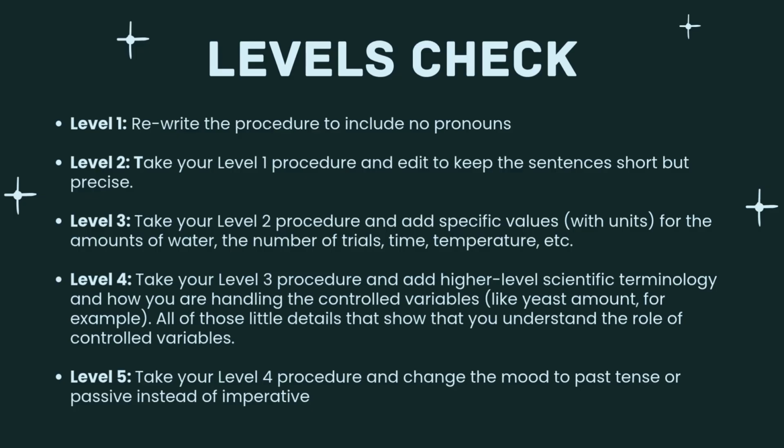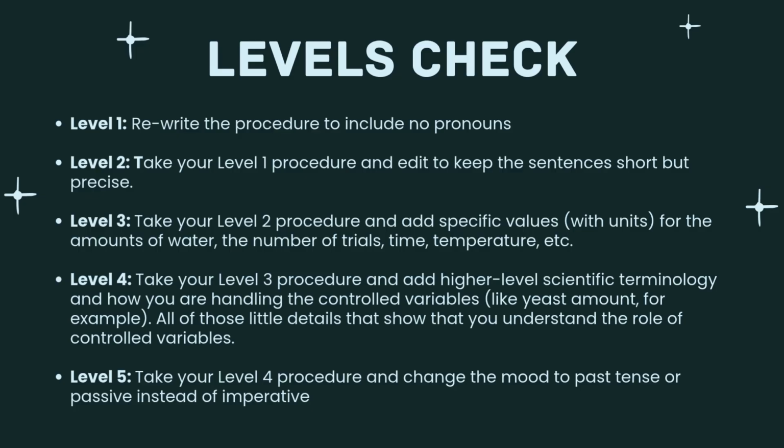Then you're going to go to level 4. You're going to make sure that you have scientific terminology in here and how you're handling the controlled variables. These little details really show that you understand the role of controlled variables. And then you're going to take it to level 5. You're going to check your procedure and make sure that it's in past tense and not imperative. You do not want it to read like a recipe. You want it to read like you're telling someone how you did this experiment. That is the goal. Make sure it's level 5.